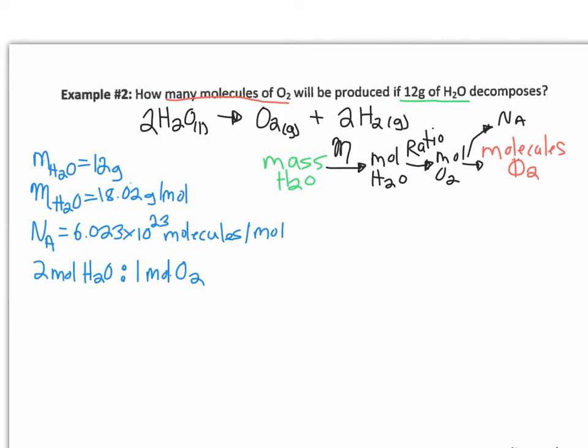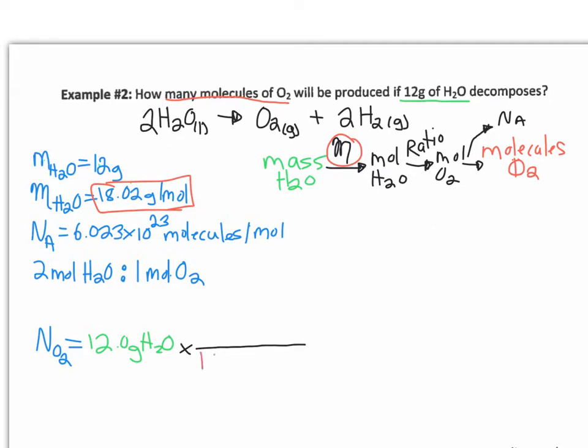So now we start our line. We are looking for the number of molecules of oxygen gas down here. We start with our only number that is not a conversion factor, which is given in the problem, the mass of water: 12.0 grams of H2O. That is going to get multiplied by the molar mass of water, 18.02. We put the 18.02 grams on the bottom, and we need to write that it's grams of water, and we'll be left with moles of water.